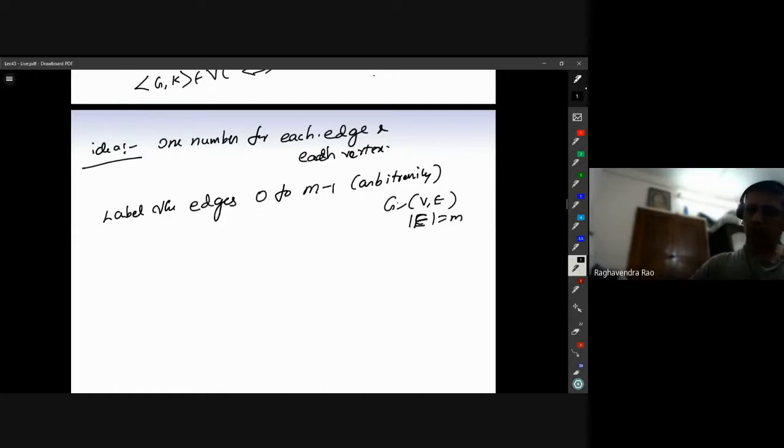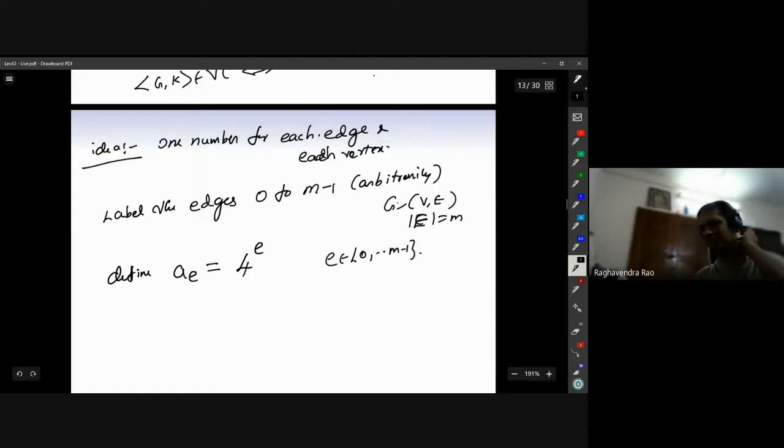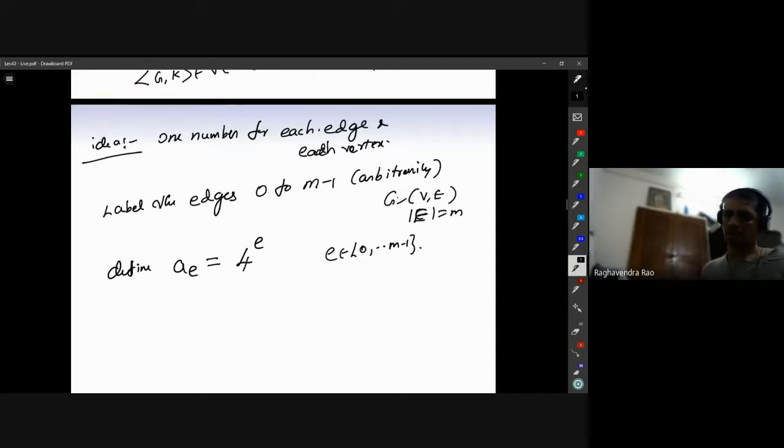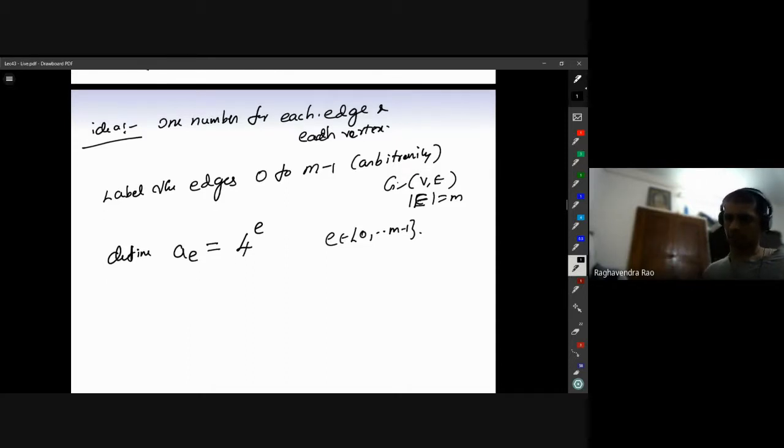So now define a_e as 4 to the e. So e is a number from 0 to m minus 1. Okay, so you're assuming that edges are numbered. So when I say a_e, basically the number. So 4 to the e, so 4 to the number represented for the edge. Okay, yeah, I hope there is no confusion.